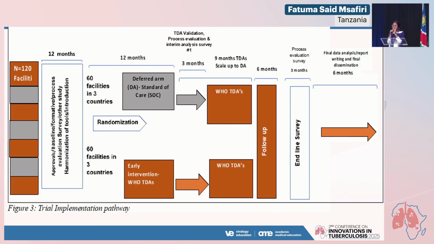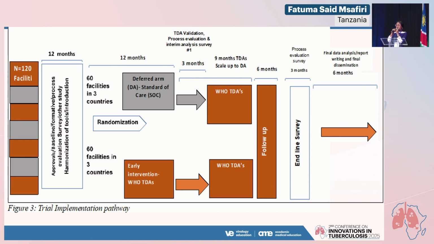In a nutshell, that is our project. It's a 4-year pragmatic randomized trial, and now we are in the second year of implementation. The first year was basically to get approvals, to standardize our tools, and to orient the government officials on our project. In the second year, we have chosen 120 facilities from Tanzania, Uganda, and DR Congo, and divided them in a 1:1 ratio. The first 60 facilities will continue using the standard of care as usual, and the next 60 facilities we are going to train on the use of the TDAs.